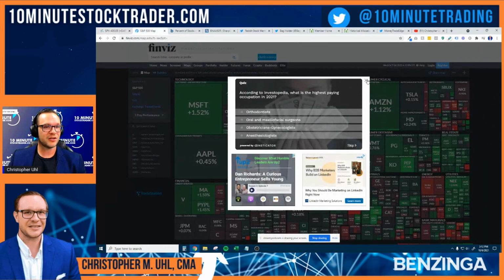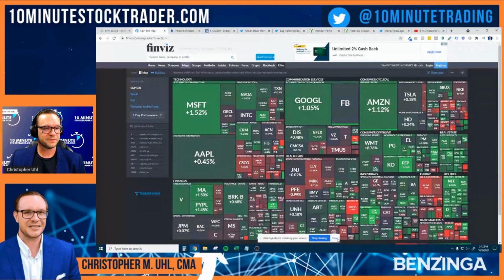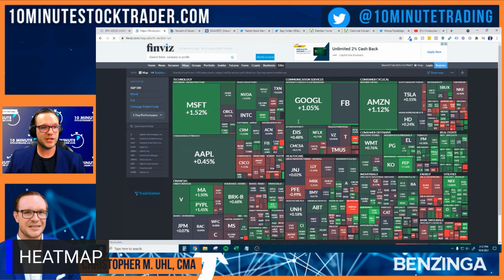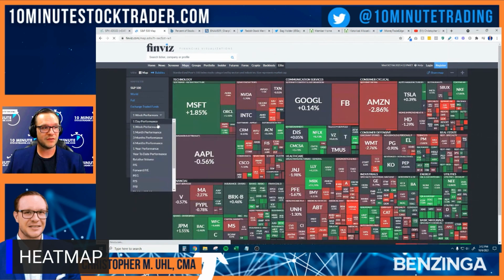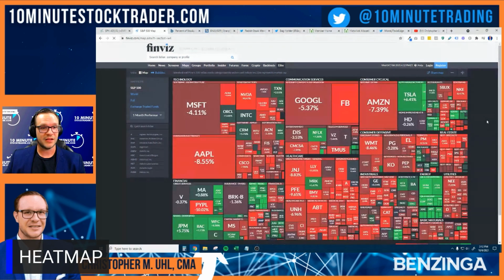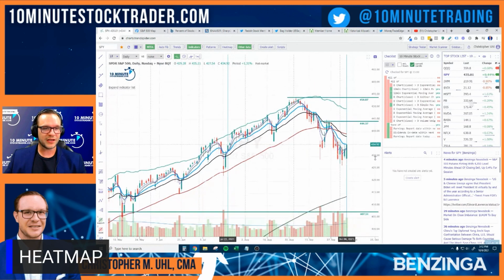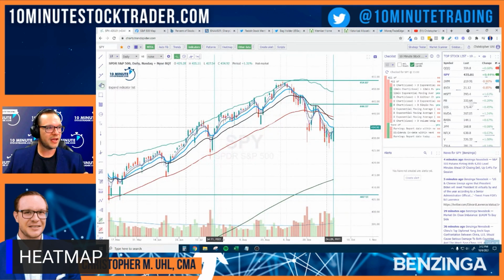Now, if we take a look at the heat map of the S&P 500, you'll see today there's a lot of green out there, but over the last week, lots of red. Over the last month, lots of red. It's really bloody in the last month. And in fact, I was taking a look at this. Do you realize that we're in October now, that we've basically traded sideways since July?